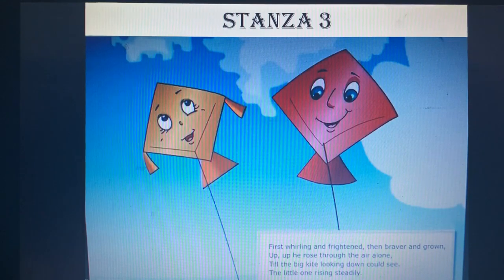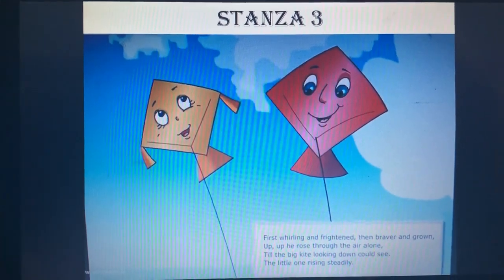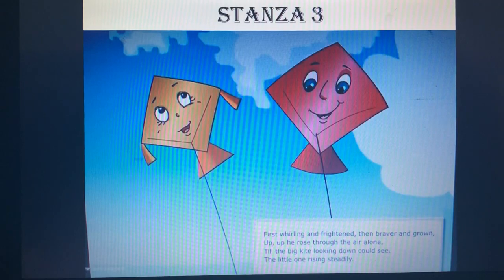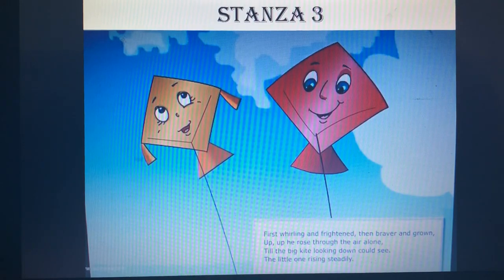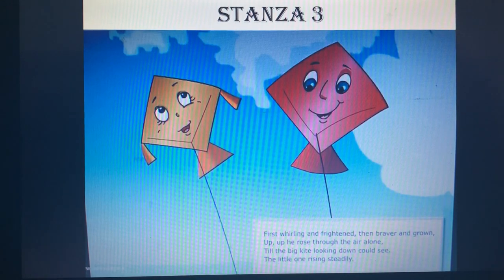Now see the first word, reeling, first reeling and frightened. What do you mean by reeling? I've already told you, moving quickly round and round, that the little kite moved round and round and frightened, lekin use dar to lag raha tha. Then brave and gone, brave means bahadur, fir usme bahaduri aayi aur wo upar ud gayi, gone. Up, up he rose through the air alone, aur hawa ke dwara mein hai aur upar ud gayi. Till the big kite looking down could see the little one rising steadily.